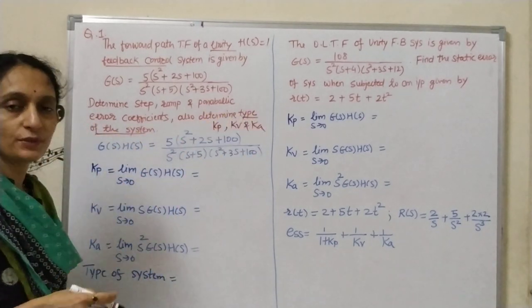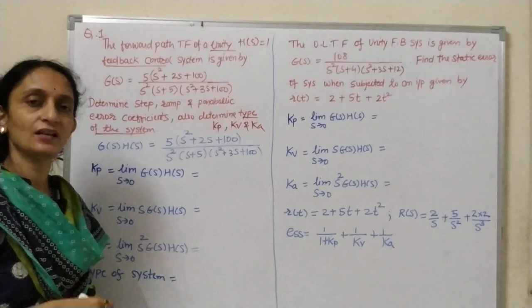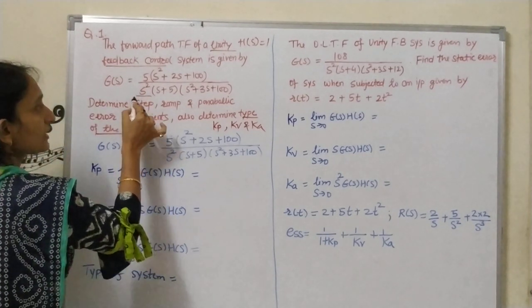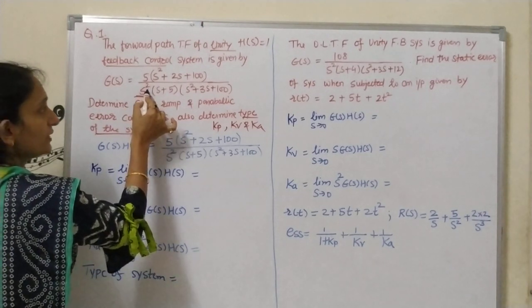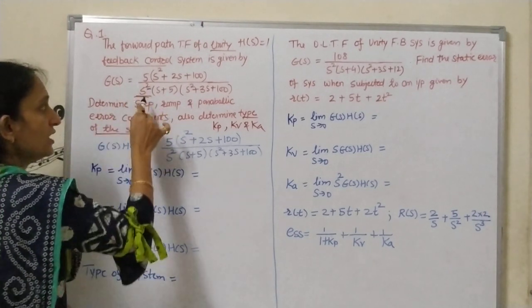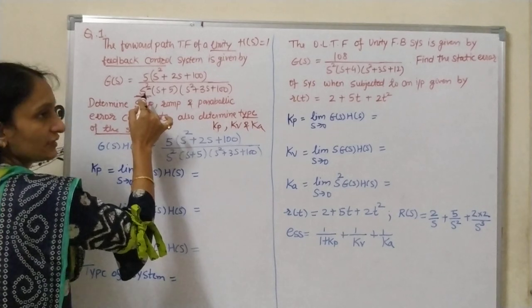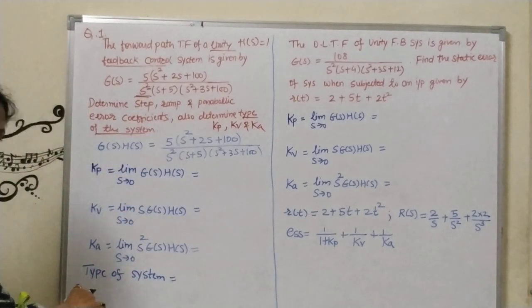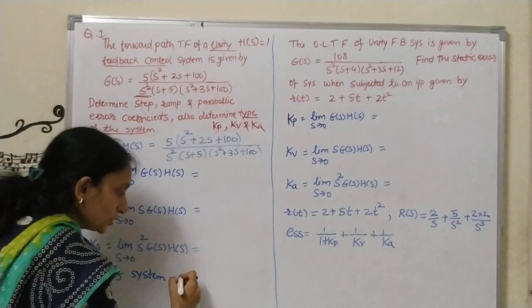So what is the type of the system? First of all, you will check the number of poles at origin. Look at this, how many poles are there at origin? Look at the order here, only 2. So 2 poles are there at origin. So I have written here, type of the system will be 2.